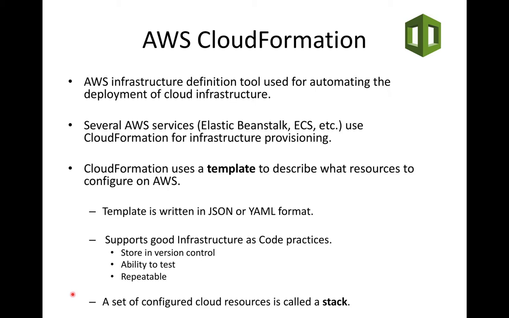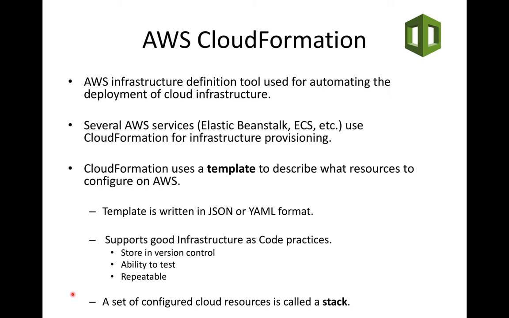CloudFormation uses a template file, and that template file describes the resources that need to be configured on AWS. These template files are written in either JSON or YAML format. Originally, when CloudFormation was launched, they only supported JSON, but more recently, they are also supporting YAML.